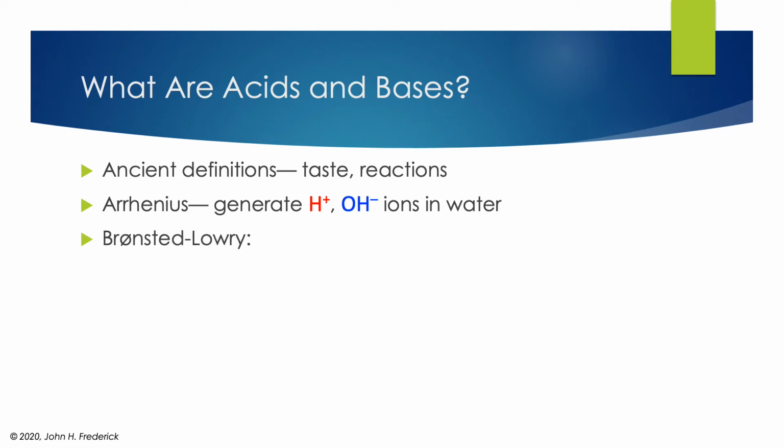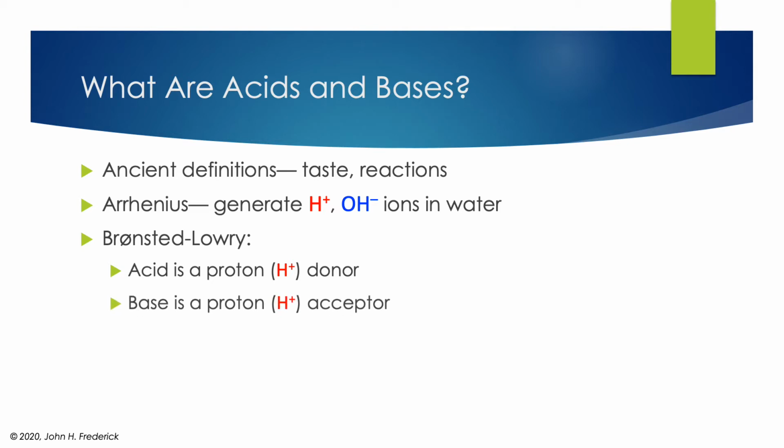A much better definition was advanced in the 1920s by a pair of chemists, Bronsted-Lowry, and in effect what they characterized acids as are proton donors. We'll talk about what that means in the coming lessons, but a proton is basically just an H+ ion. If you think about a hydrogen atom, it's a proton and an electron. If you remove the electron, all you have left is a proton, so we refer to it as a proton. A base then would be a proton acceptor.